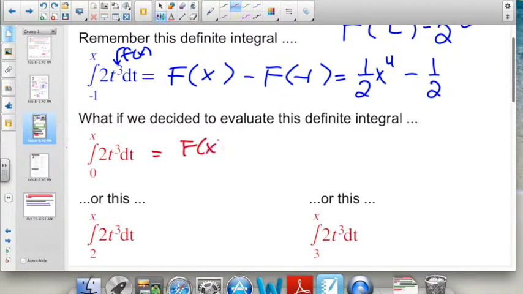Yeah, okay. Antiderivative at x minus antiderivative at 0. So what does that end up looking like? 1/2 x to the 4th minus 0. Right? If I plug in 0, I get 0. What's the derivative of this? Is it the same as this or is it different? It's the same, right? Because the derivative of 0 is 0. The derivative of 1/2 is 0.